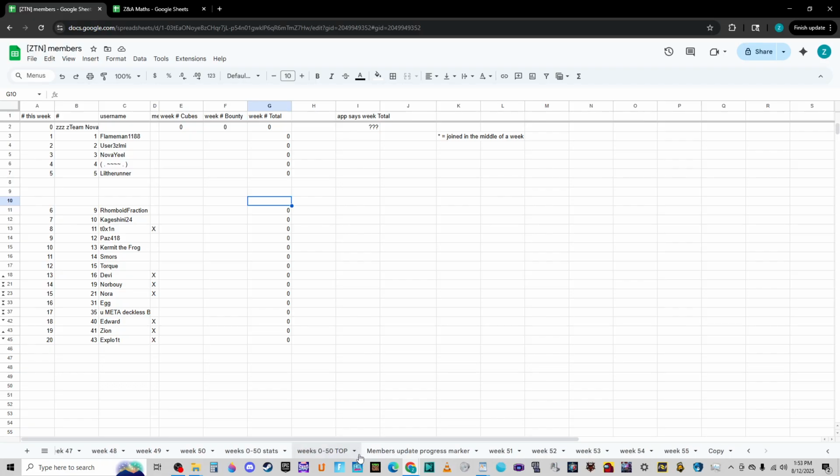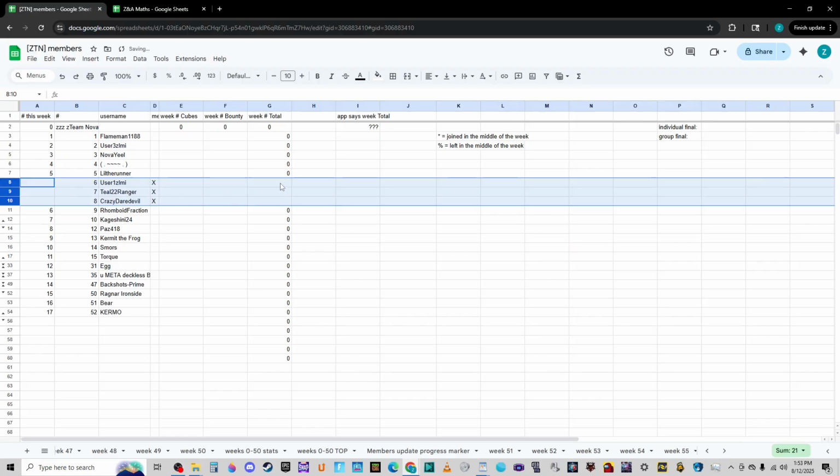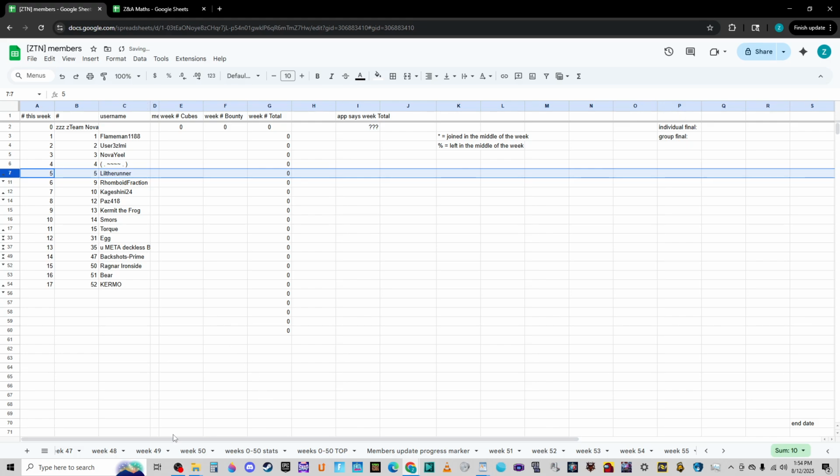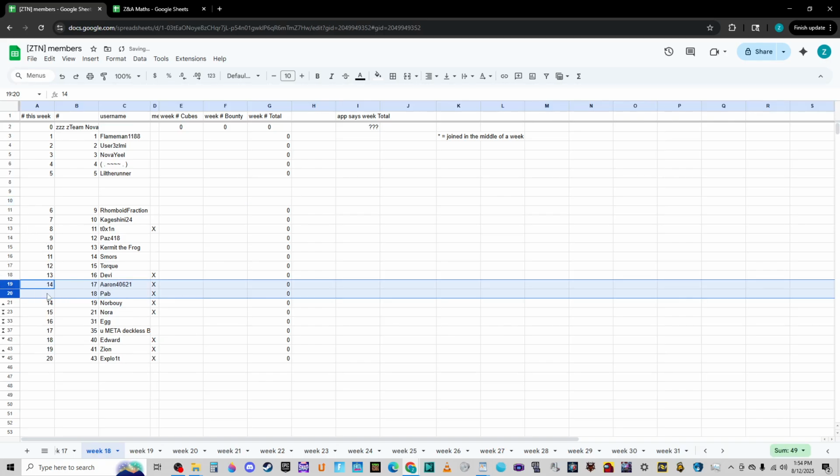It's not an issue anymore because I stopped doing how I used to do things. So now when somebody leaves, I automatically go through and I delete their zeros and then I hide that row. But I guess between weeks 3 and 28, I did not do that. So now I have to go through and I'm just erasing the whole row.